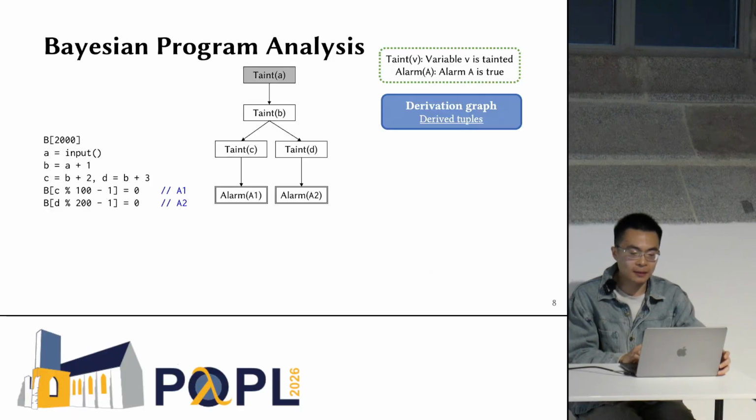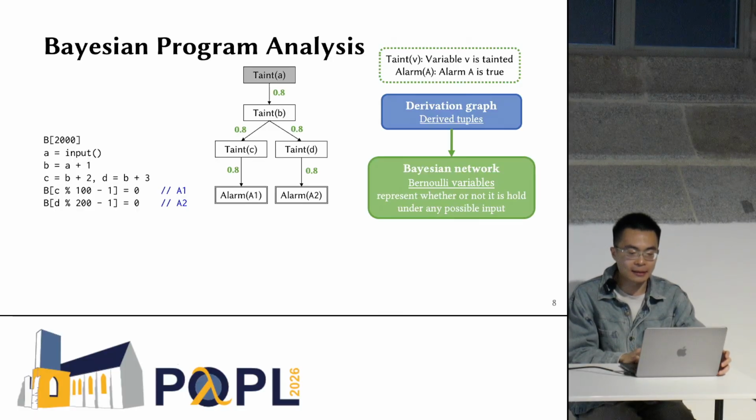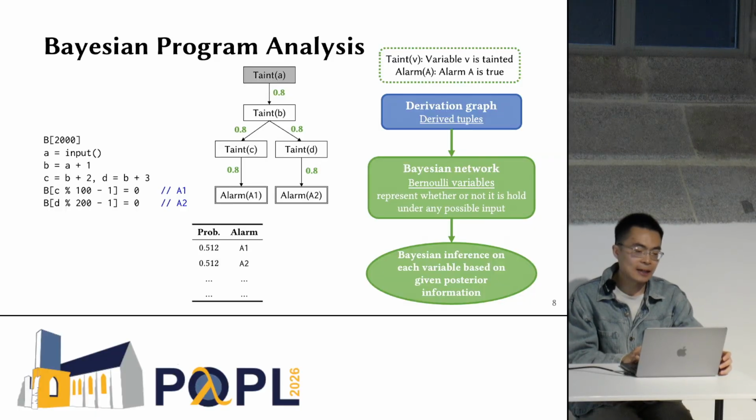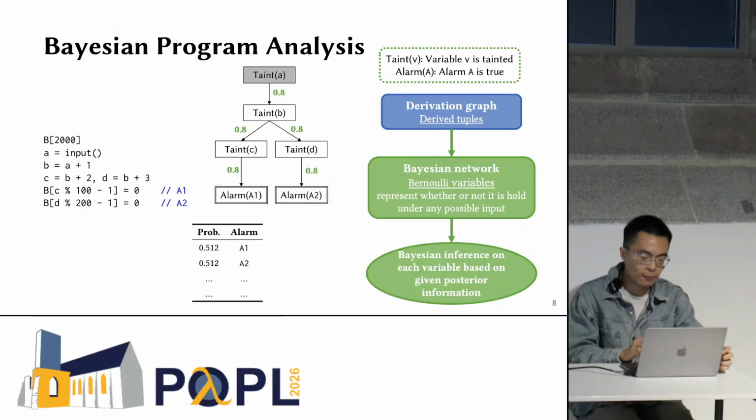We then transform this derivation graph into a Bayesian network. Each derived tuple is modeled as a Bernoulli variable, indicating whether there exists some input under which the corresponding program property holds. Conditional probabilities between variables are defined according to the graph structure. For brevity, we set such probability to 0.8. Using this Bayesian network, we can compute the probability distribution of each variable given posterior information. For example, we obtain that both A1 and A2 have a reachability probability of 0.512.